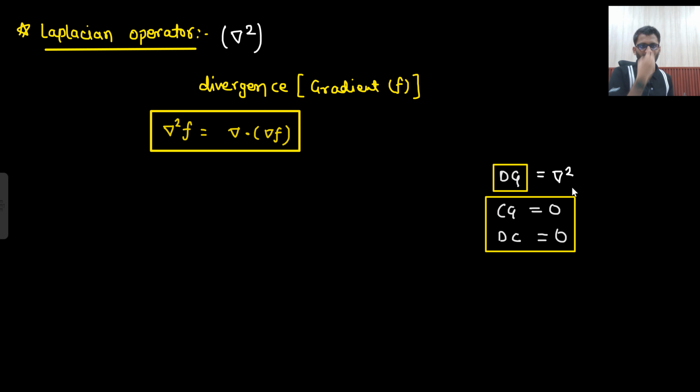This is your Laplacian operator. What do you mean by DG? Divergence of gradient. What do you mean by CG? Curl of gradient. What do you mean by DC? Divergence of curl. So divergence of gradient is del square. This will be easy to remember.